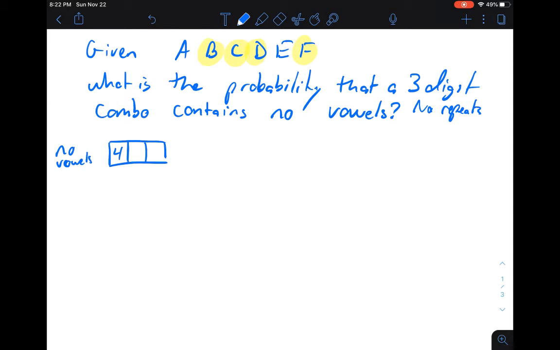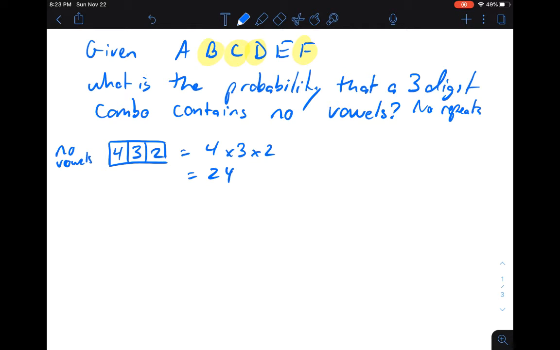In box number 1, I have 4 different letters I can put in. In the next box, once I use up one of those letters, there would only be 3 of the highlighted ones left. And once I select one for this box, there would only be 2 available for the third box. These numbers represent the number of choices for each spot. So it becomes 4 times 3 times 2, which is 24.